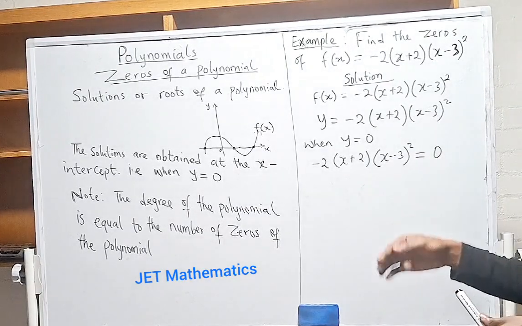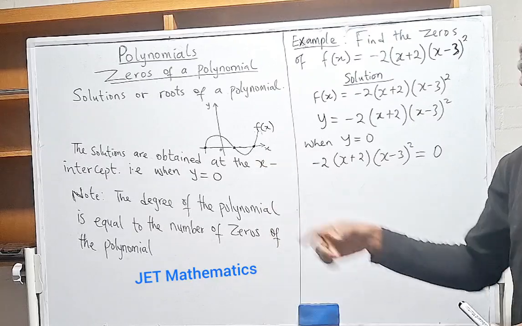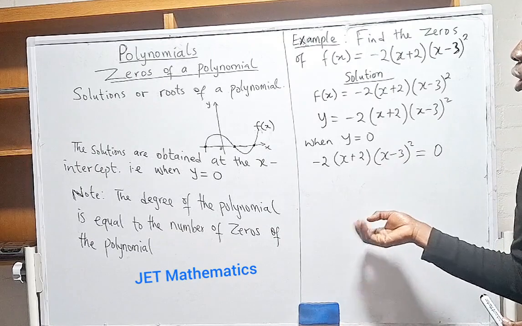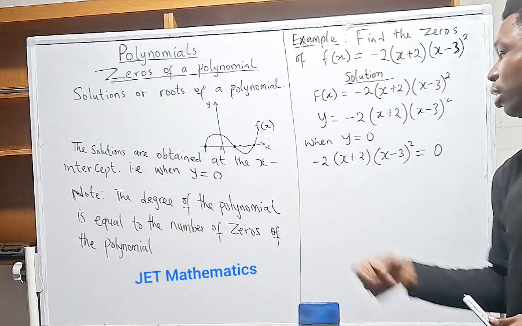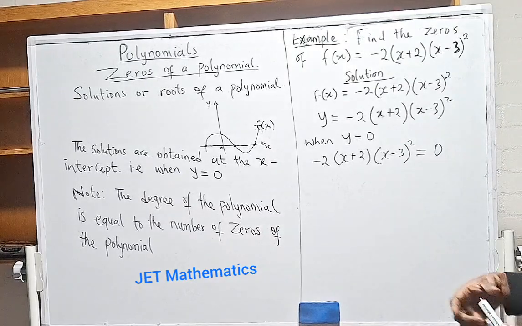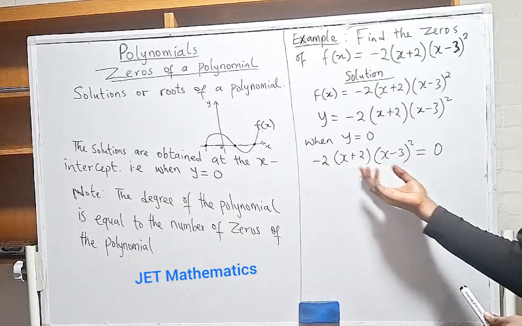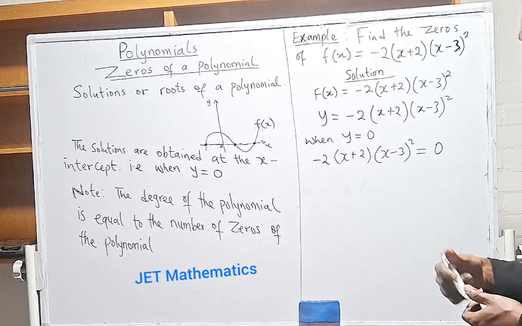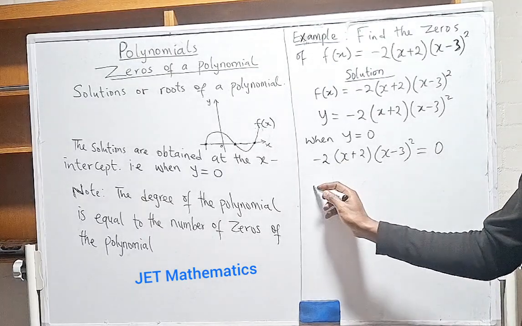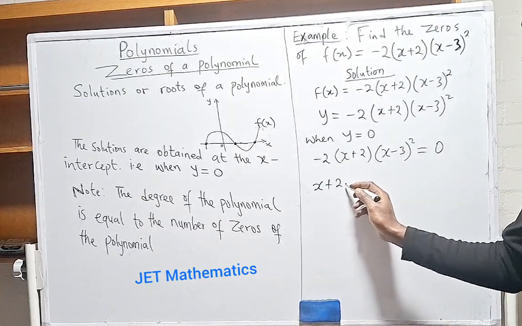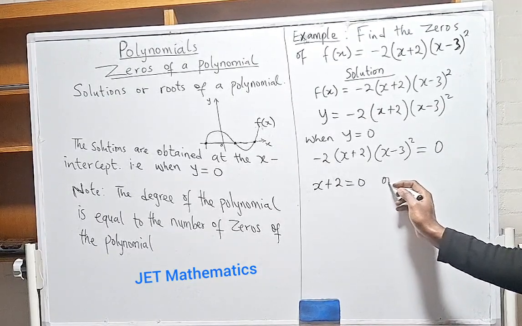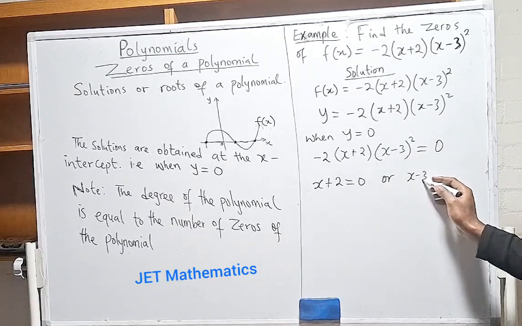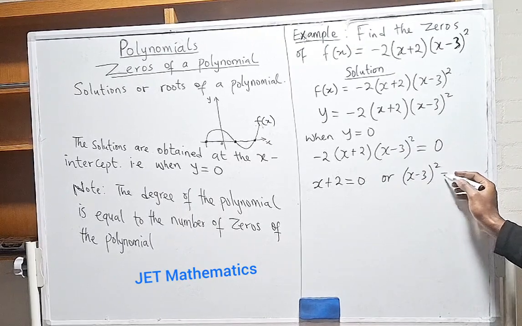So getting the zeros is the same thing as getting the x-intercept. I've said that before. Getting the zeros, or the solutions, or the roots is the same thing as getting the x-intercept. So quickly we solve this. This has been factorized into products, so it's quite easy to get the zeros. We can say x plus 2 is equal to 0, or x minus 3 all squared is equal to 0.